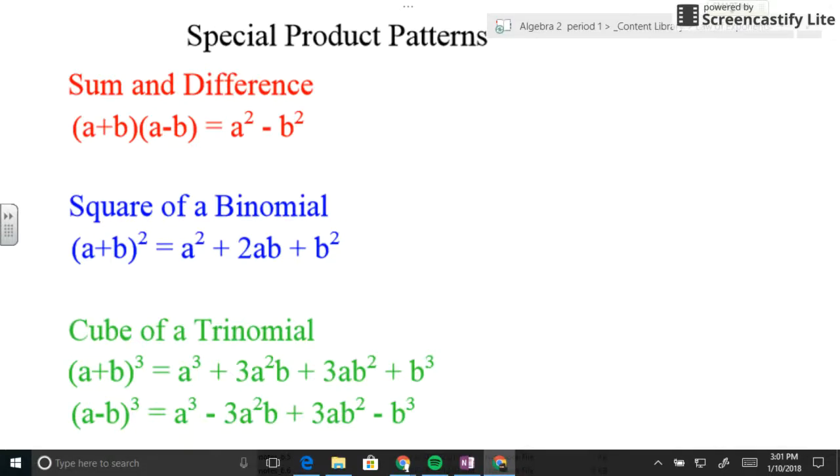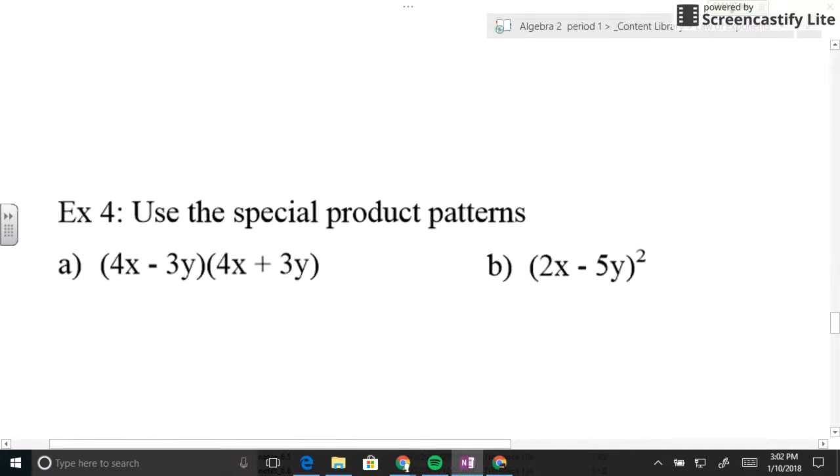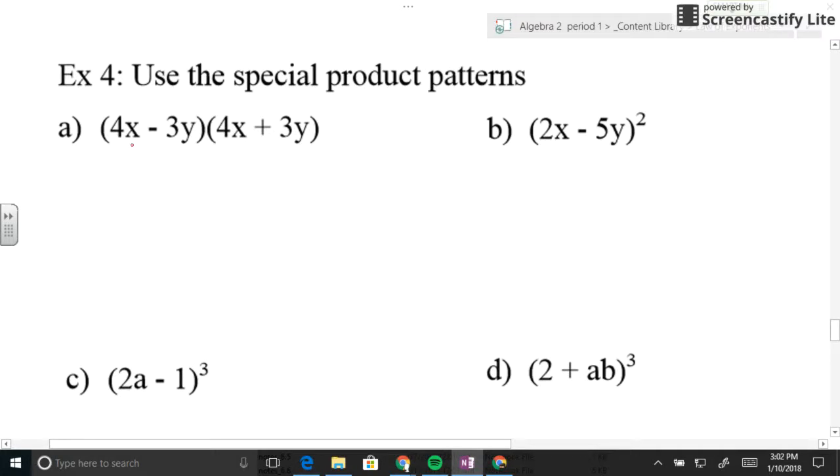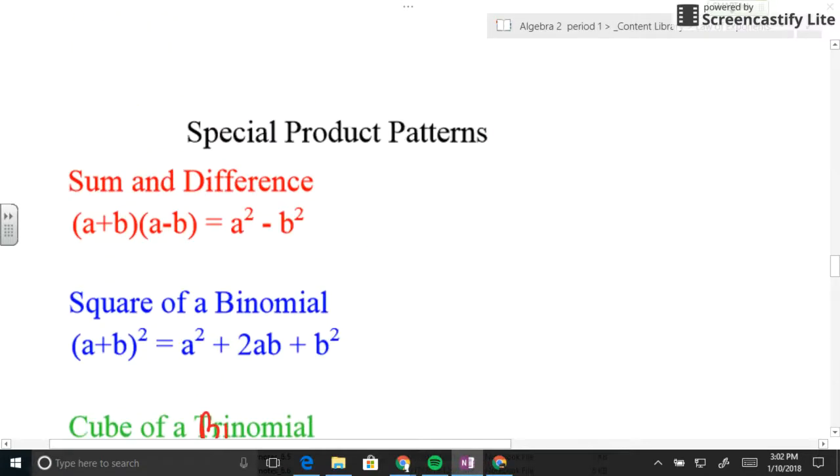We're going to continue adding, subtracting, and multiplying polynomials with these special products here. One special product we have is the sum and difference, another is the square of a binomial, and another is the cube of a binomial. So if we look at this first example here, 4x minus 3y times 4x plus 3y, that would be an example of this sum and difference.